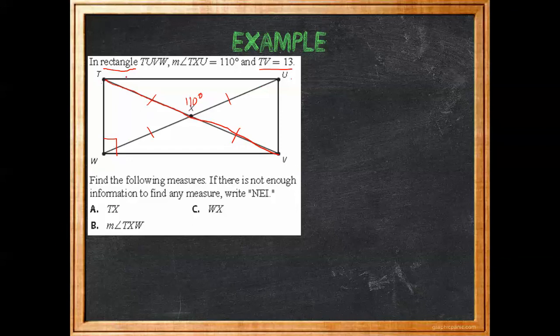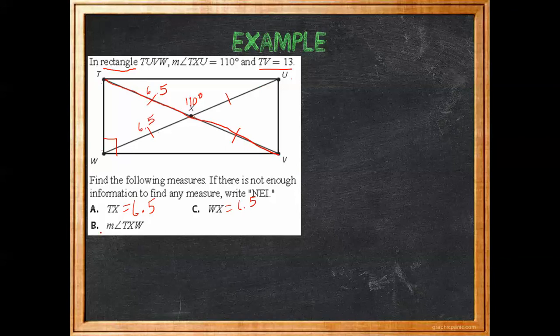So to find TX, okay, if we know that TV is 13, then all we're going to do is take half of 13, which is 6.5. So we know TX equals 6.5. Okay, WX, all right, now this is where we couldn't do this with a parallelogram, but since it's a rectangle, we know that they equal each other, right, and that they're all bisected. So TX would also equal WX, so WX is also going to equal 6.5.